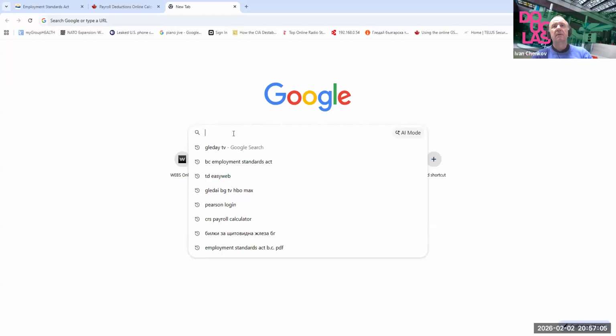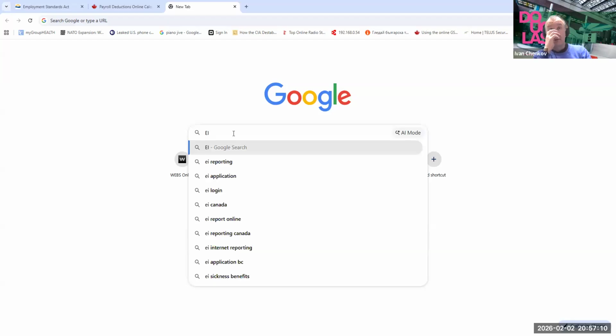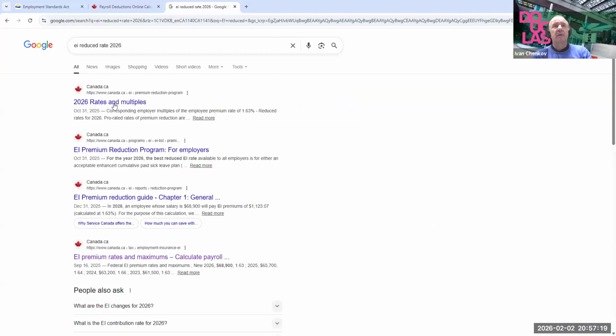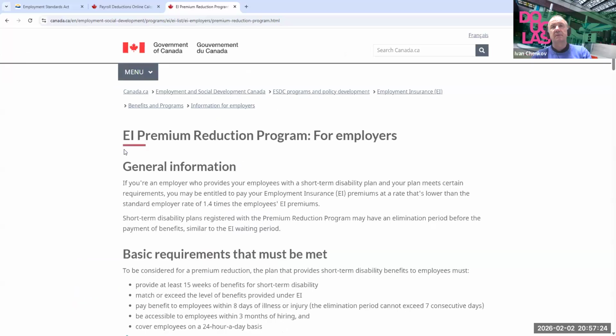So in order to check if I'm correct, what we can do is simply go to some website, an online calculator. Let's go to this calculation and let's see employment insurance reduced rate 2026 program. Rates and premium reduction program for employers.